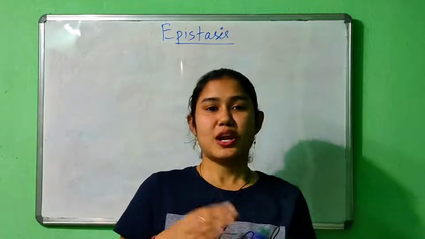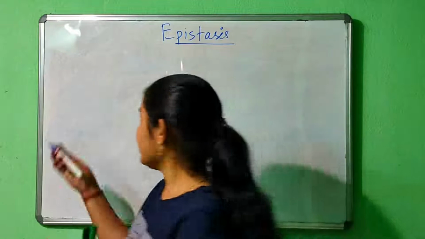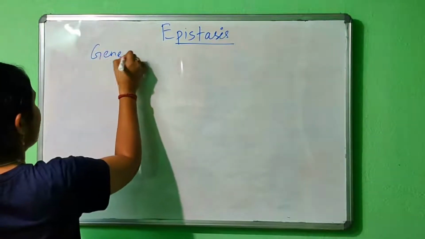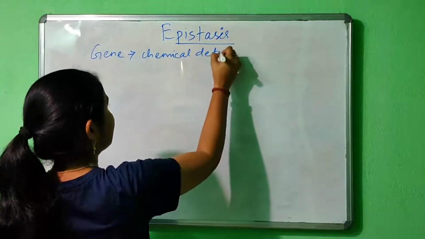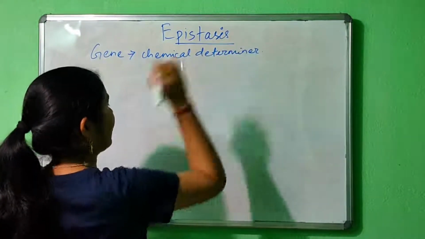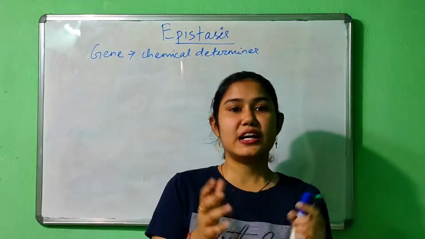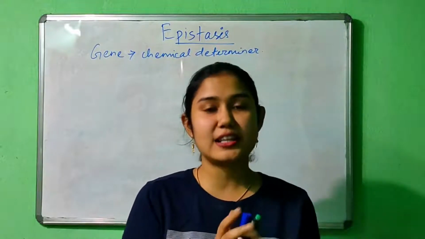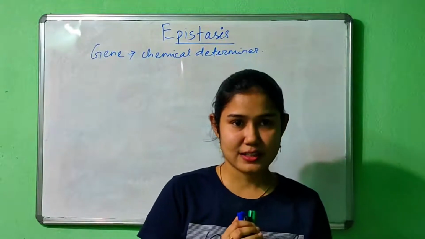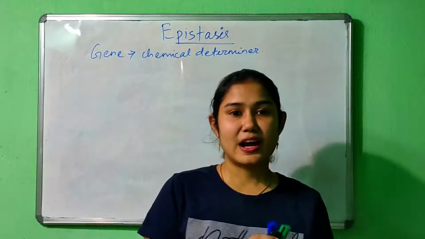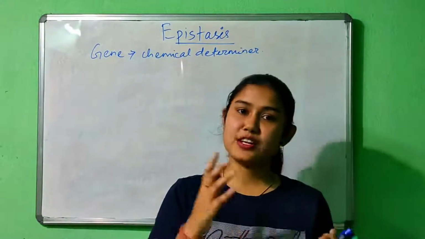So, let us first discuss something about the gene. We know that a gene is a chemical determiner, right? Clear? And as a result of the interactions of many genes and their products, the phenotypic trait results. Right? Clear? And these products interact with the environment in various ways.